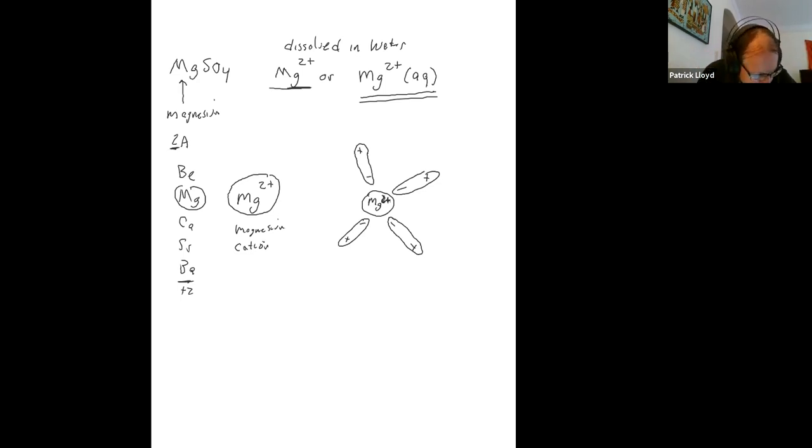Okay, so there's our discussion of cations. But what about this other side of the compound, the SO4? We have to deal with that as well. And it turns out that's another type of ion. So what we're going to do now is we're going to talk, I'm almost done. Sorry, we're running out of time. I just want to finish this problem. We're going to talk about anions.